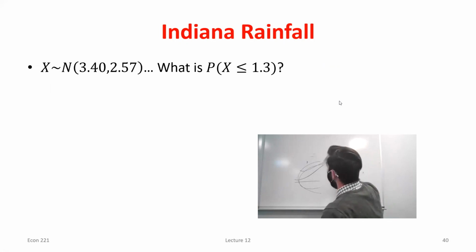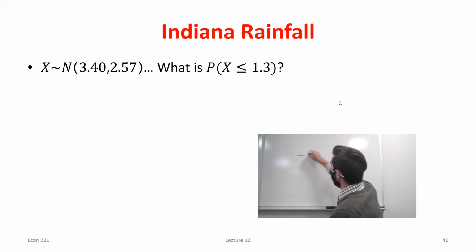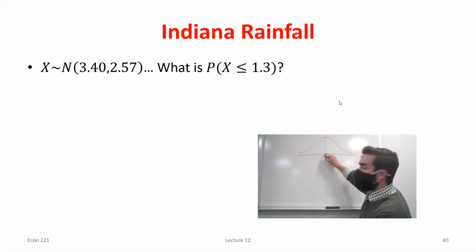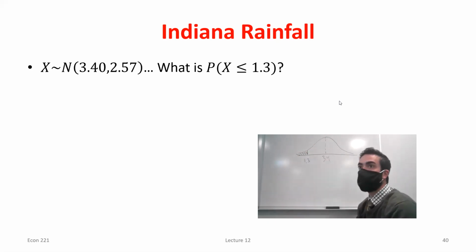Just to think about, maybe can we bound what this probability has to be? So I've got this variable x, which represents rainfall. I know the average was 3.4, and I want the probability I see 1.3 or anything less, because if I see anything less than that amount of rainfall, I know that my crops are in trouble.